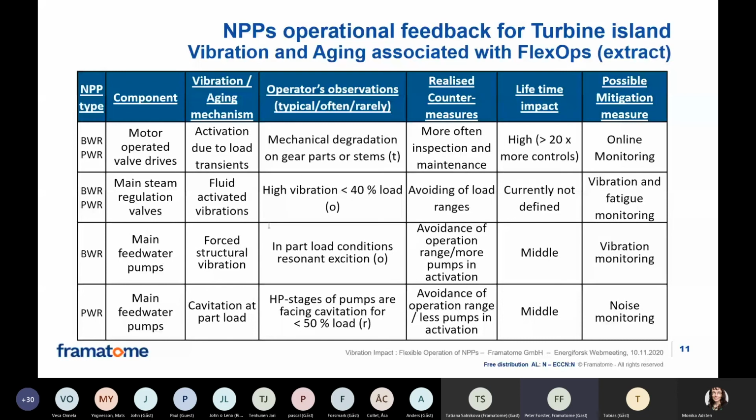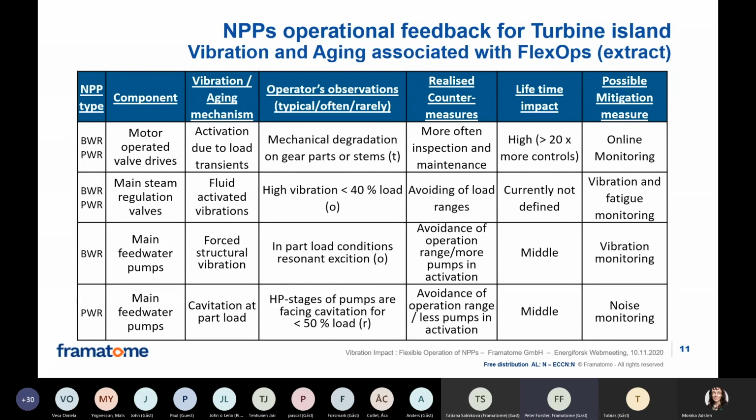There have been structural vibrations observed in part load conditions quite often, and the operator tried to avoid these operation ranges or run more pumps for a special load range. So the lifetime impact was middle, and the vibration monitoring, mainly already installed, is taken into consideration.